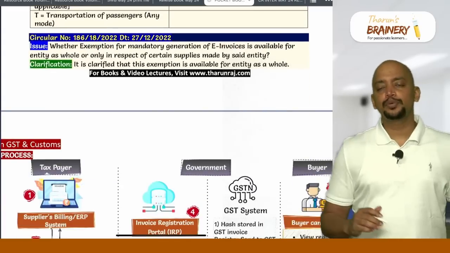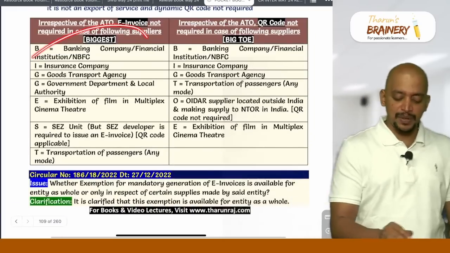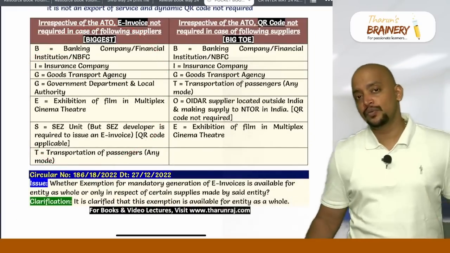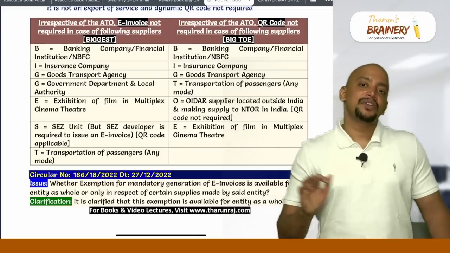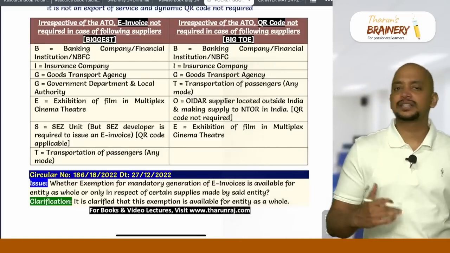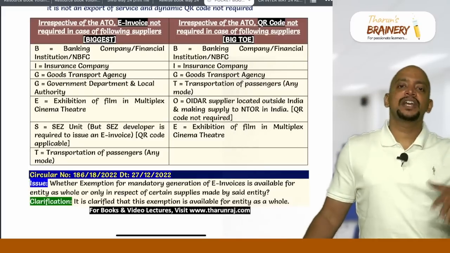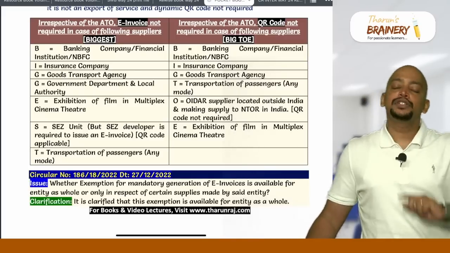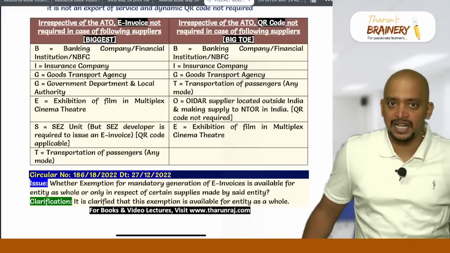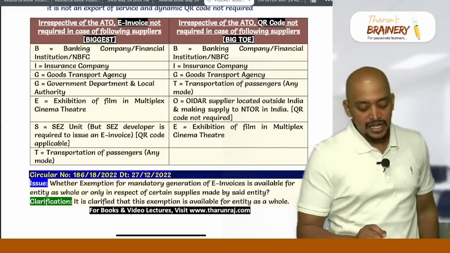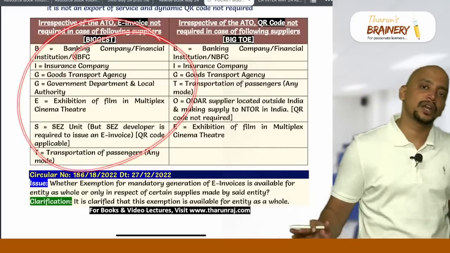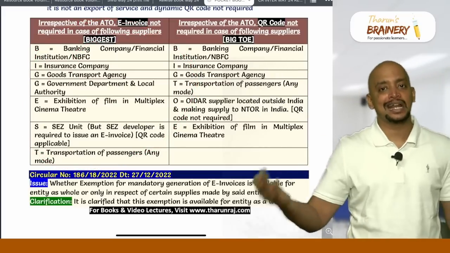Then one important point: generally in case of these, they are not required to give e-invoice with respect to their services. What if they are providing some other services? For example, a banking company, for banking services e-invoice is not required. What if they are providing renting of immovable property services? With respect to renting of immovable property services, whether e-invoice is required? No, it is not about the services, it is about the service providers. So these service providers are not required to give e-invoice even if they do any other transaction also.